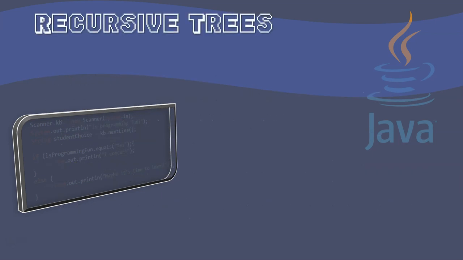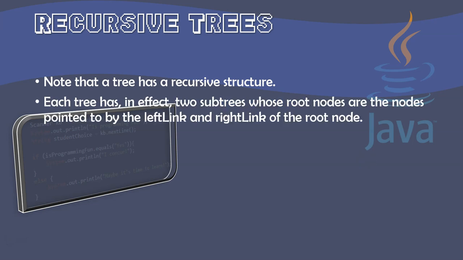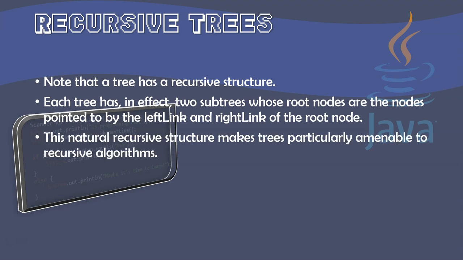Now, another thing to understand about trees is that they are recursive by their very nature. It's a recursive structure, because think about how we have done recursive functions. Each tree, in effect, has two subtrees whose roots are the nodes pointed to by the left link and right link of that root node. So you're always having to trace back. This natural recursive structure also makes trees particularly amenable to recursive algorithms. So if you start using recursive functions and you need a data structure that's going to work very well with them, this is where recursive algorithms would work very well.